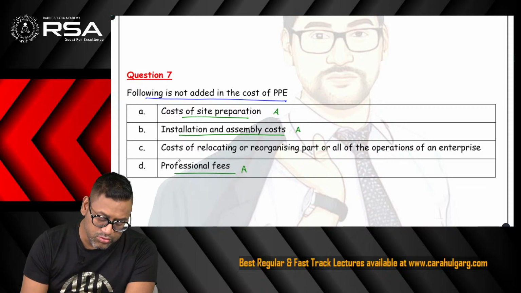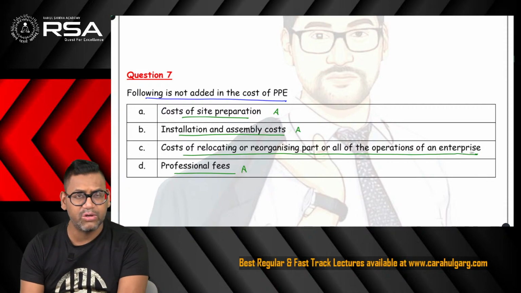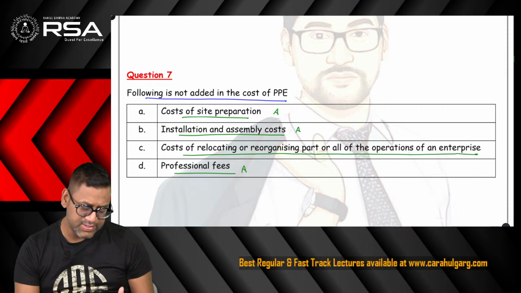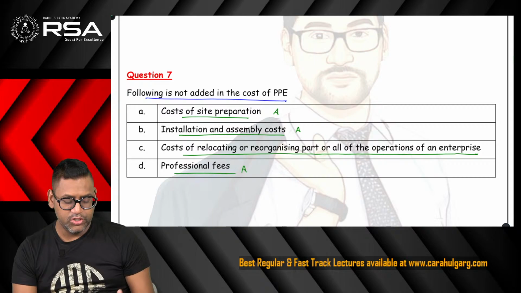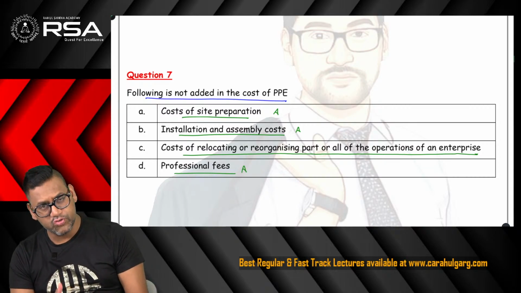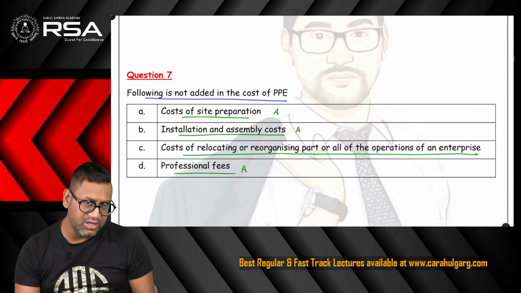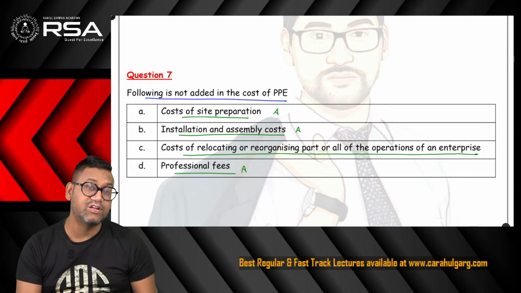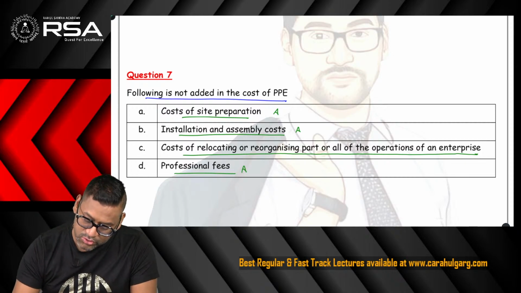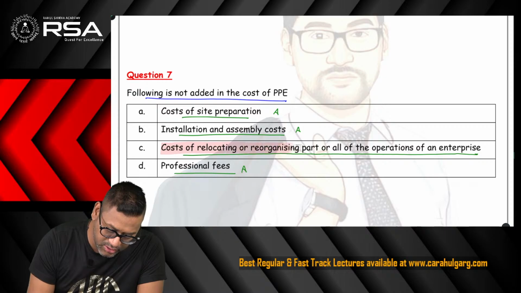Or we will read it also: cost of relocating or reorganizing part or all of the operations of the enterprise. Yes. So AS10 specifically says if you are just relocating or reorganizing the operations of the enterprise, whatever cost is being incurred in that is not to be capitalized under PPE at all. So option C is the correct answer.